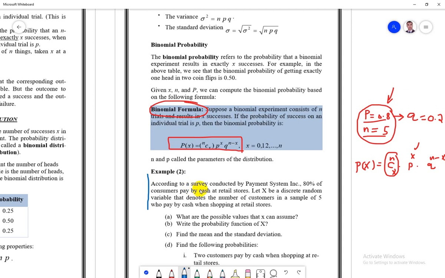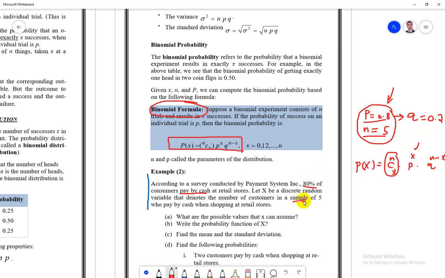So now, according to a survey conducted by a payment system, 80% of consumers pay by cash at retail stores. Let X be a discrete random variable that denotes the number of customers in a sample of 5 who pay by cash when shopping at retail stores. Now the point I need to add: in that question, we have only two outcomes, paying by cash or not paying by cash. So that's the first condition. About paying by cash, that's 80%, and not paying by cash, what is the probability? The complement of that will be 0.2. So in that equation, p, the probability of paying by cash, will be 0.8, and q, the complement of that, will be 0.2.